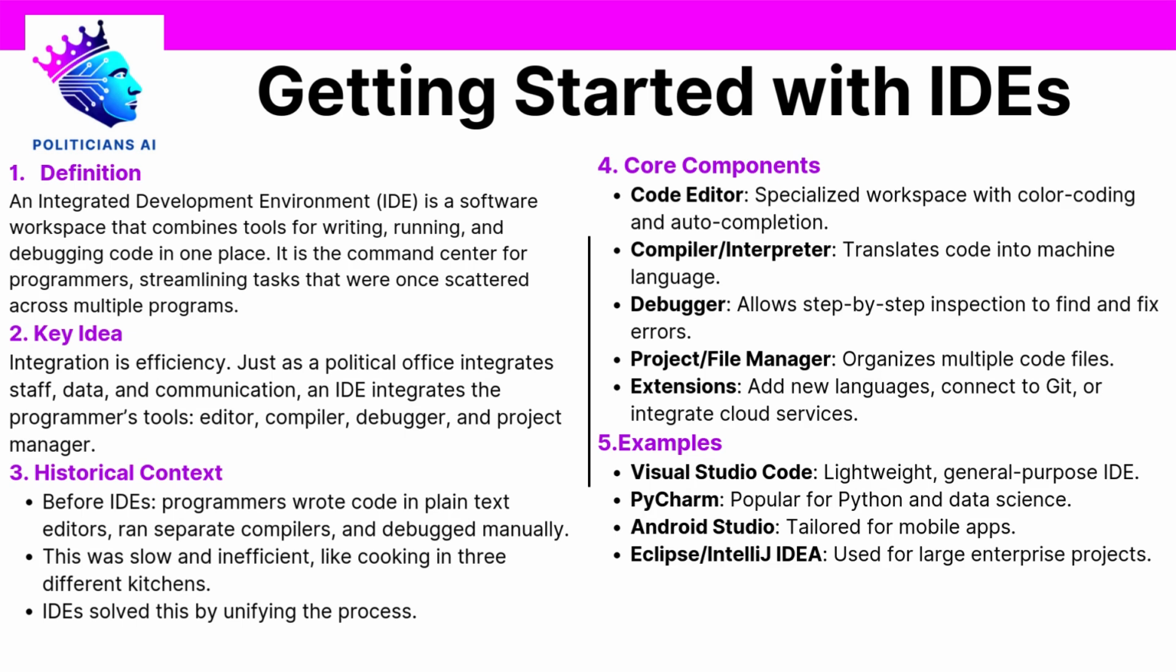The second component is the compiler or interpreter, which is the translator that takes what the programmer has written and turns it into instructions the machine can actually execute. Without this, the code would just be text sitting on a page.